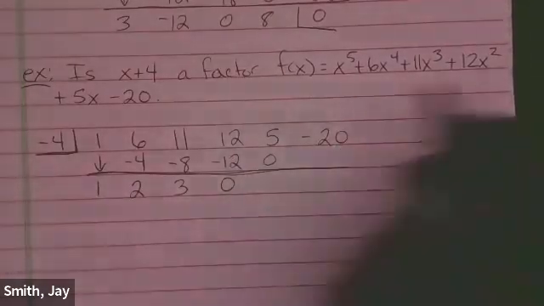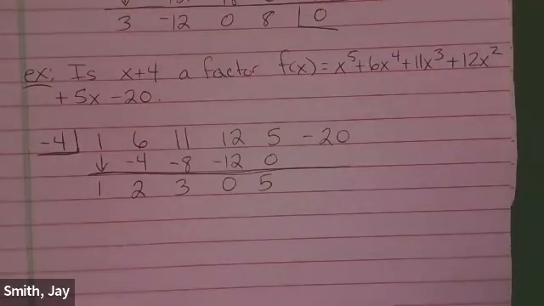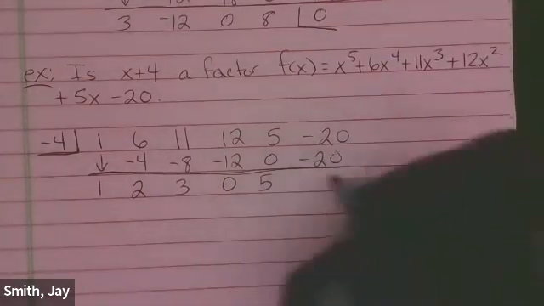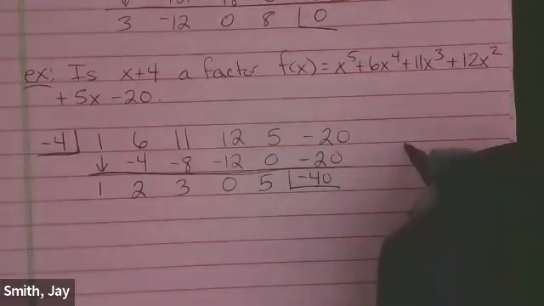0 times -4 will give me 0. 5 plus 0 will give me 5. 5 times -4 will give me a -20. And -20 plus a -20 will give me a -40.